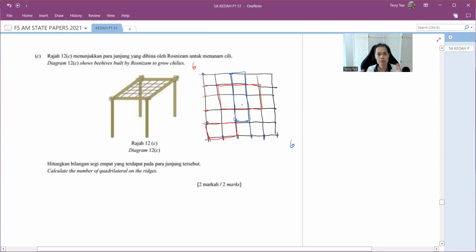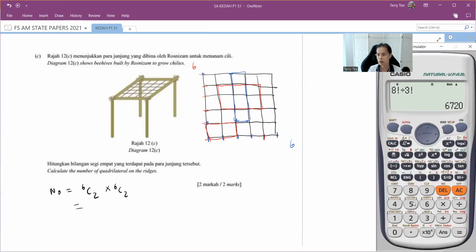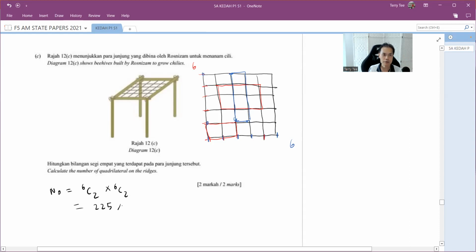So it can be a square, can be a rectangle, doesn't matter. But the key is, vertically you have 6, I choose any 2. Horizontally, I have 6, I choose any 2, right? So that will give us 6 choose 2. Use your calculator. In fact, you can square it. You square it, you get 225. It's 15 times 15. Answer 225. Very interesting question.